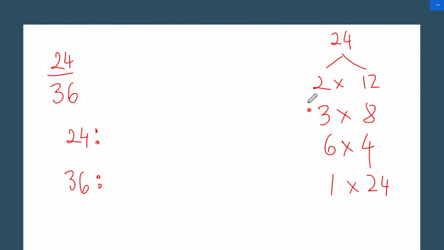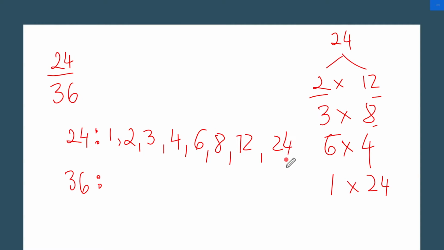So now I need to write all of these numbers here, but I need to write them in order. That's why I wrote them separately. So 1, 2, 3, 4, 6, 8, 12, and 24. All those are factors of 24.